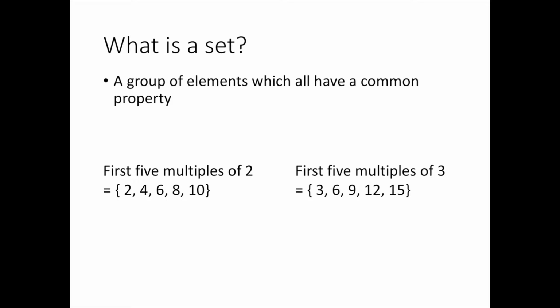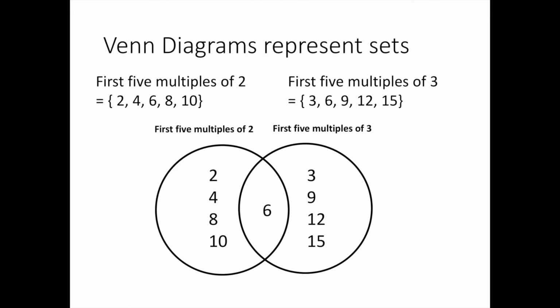A different set might be the first 5 multiples of 3. This set would contain the elements 3, 6, 9, 12 and 15. As mathematicians, we often use Venn diagrams to represent sets. Each set is represented by a circle, and the elements within the set go inside that circle. So looking at the example we discussed previously, we could represent the two sets, the first 5 multiples of 2 and the first 5 multiples of 3, as a Venn diagram as shown here.